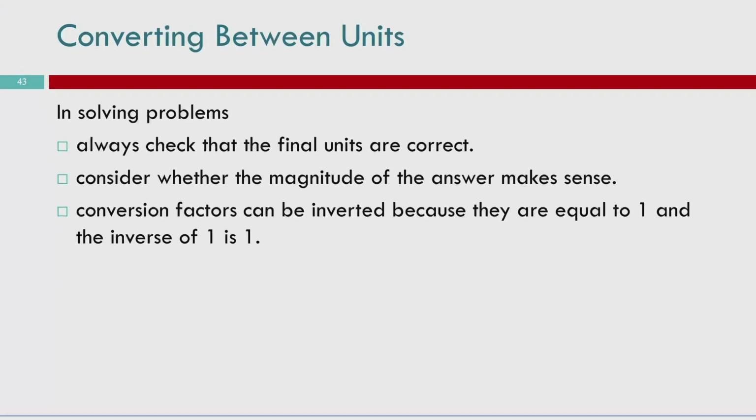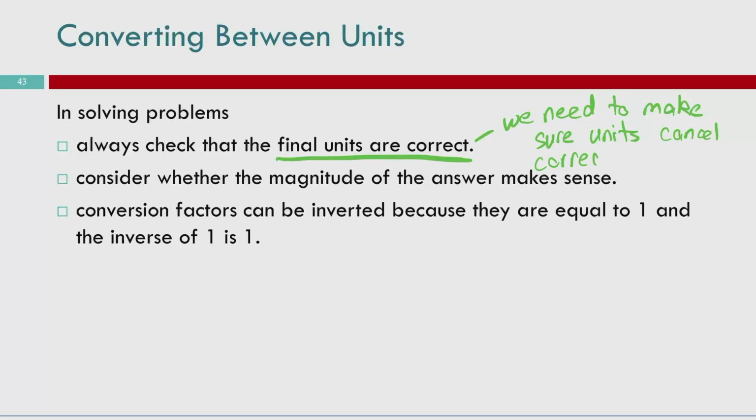Okay, so for unit conversions, when we're solving problems, we want to make sure that the final units are correct. For these, we need to make sure that the units cancel. If we don't actually cancel out our units, it's possible that you put in the inverse conversion factor, the flipped one. So then you actually multiplied instead of dividing. Let's look at what that looks like.